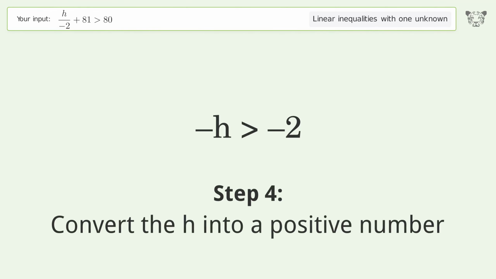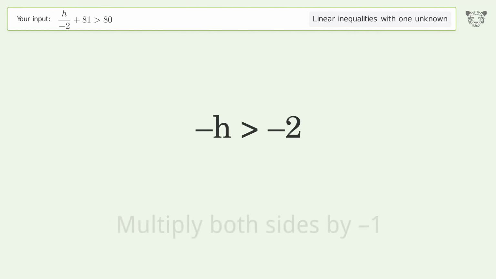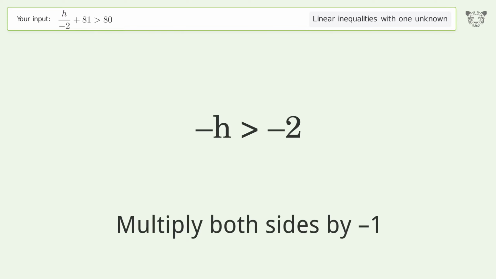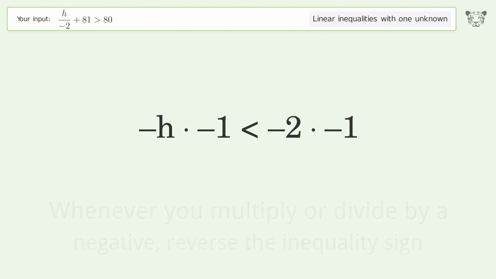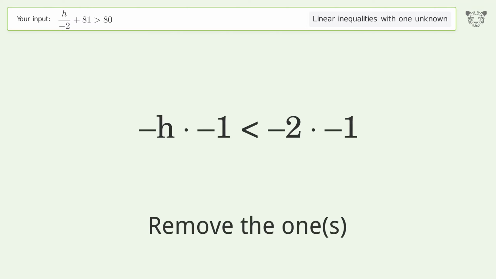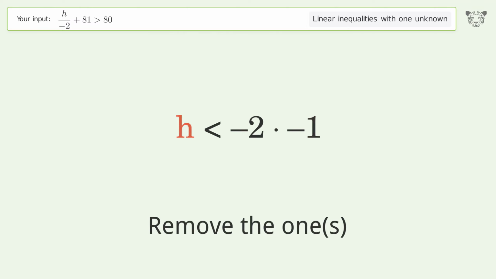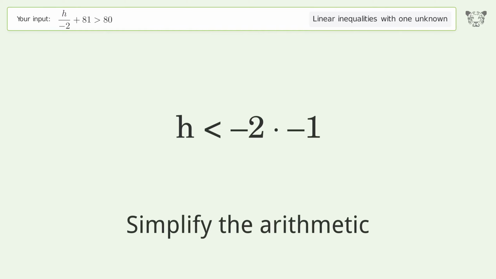Convert the h into a positive number. Multiply both sides by -1. Whenever you multiply or divide by a negative, reverse the inequality sign. Remove the ones. Simplify the arithmetic.